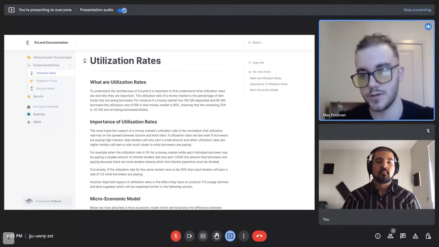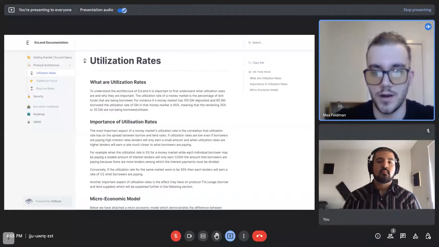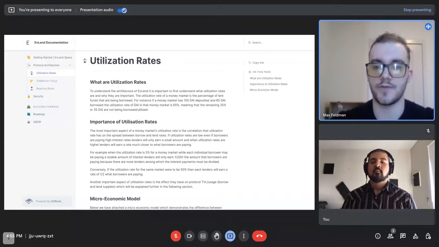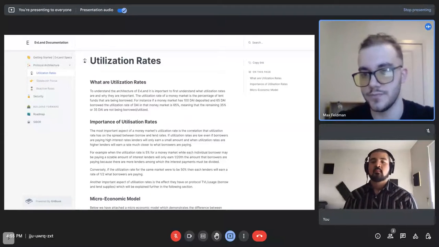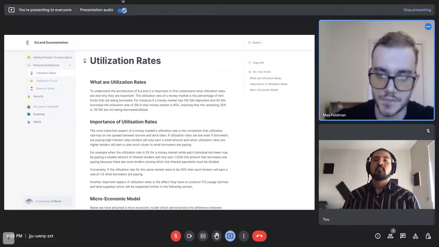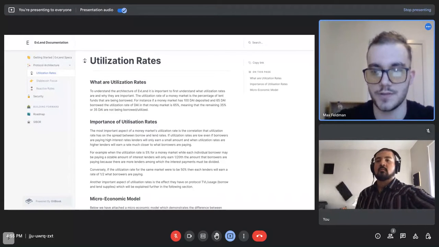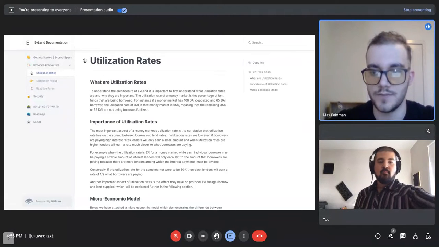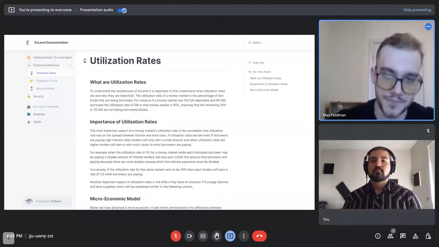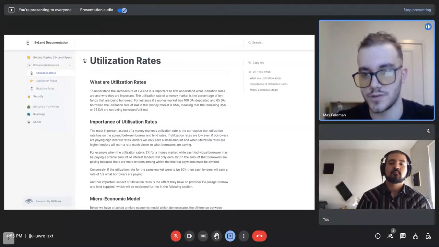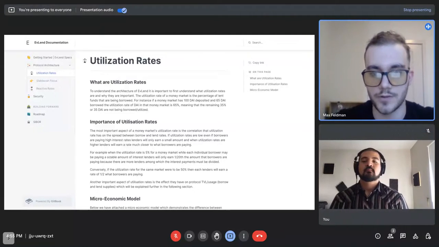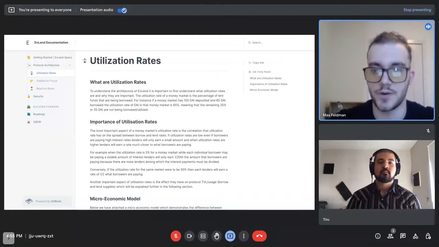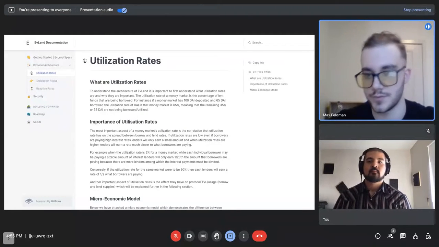And then without going into too much detail right here, one of the important things about utilization rates is that they have a direct impact on the difference or the spread between borrow and lend rates. So the higher the utilization rate, the smaller the spread between borrow and lend rates, meaning the rates are going to be more competitive, and the lower the utilization rate, the larger the spread between the borrow and lend rates, meaning that the rates are going to be less competitive. Borrowers will have to pay more, lenders will earn less.